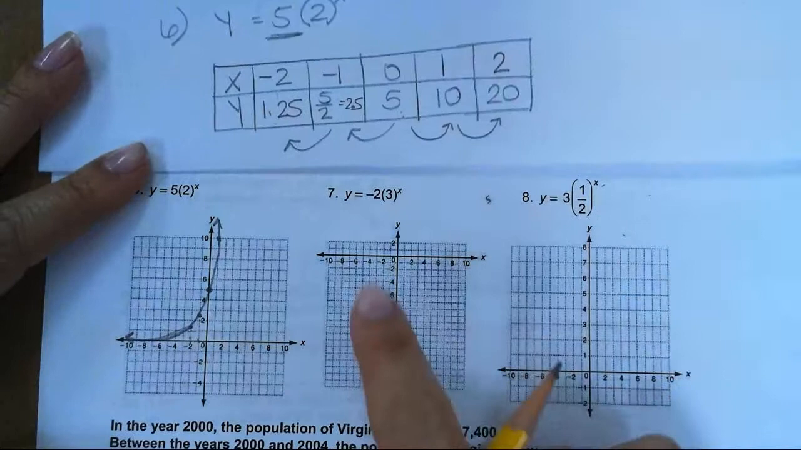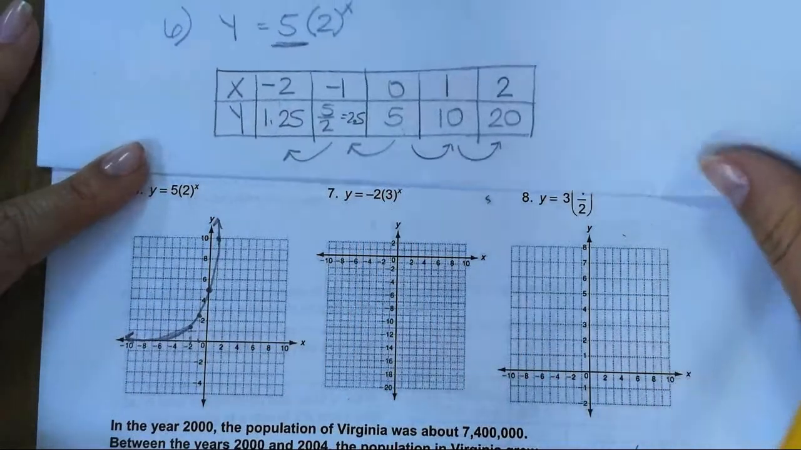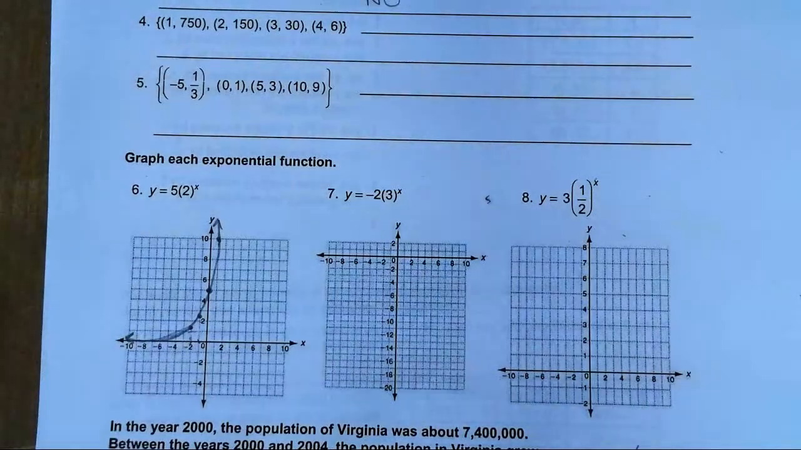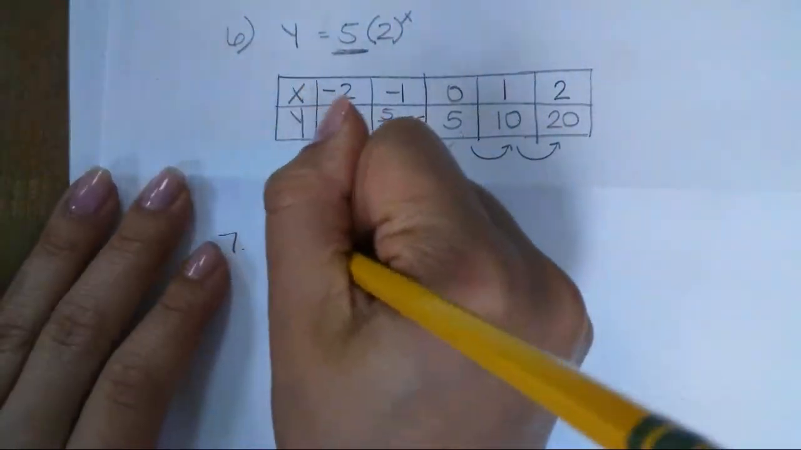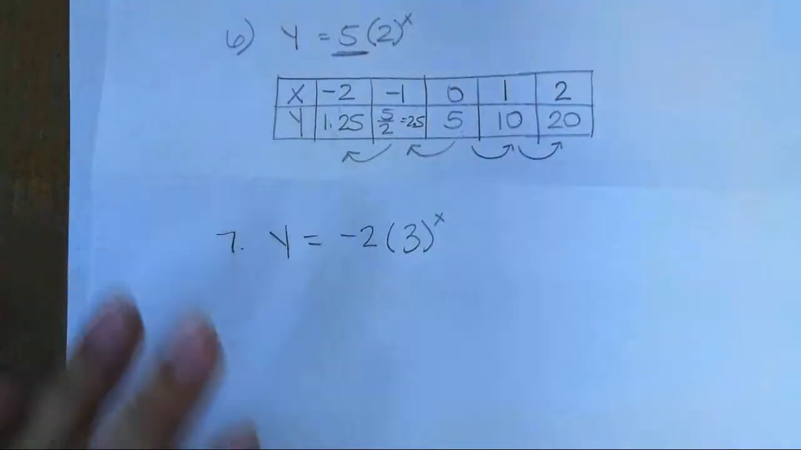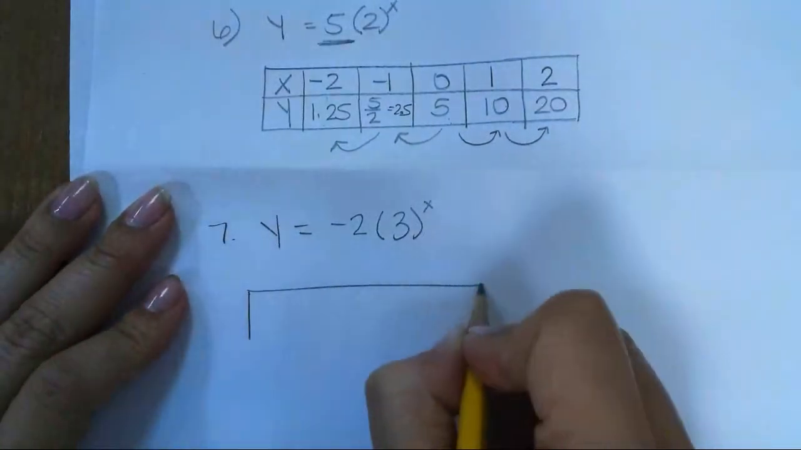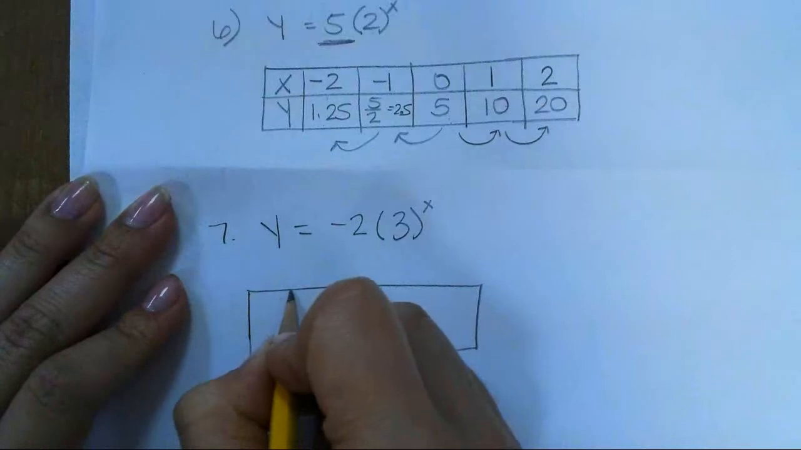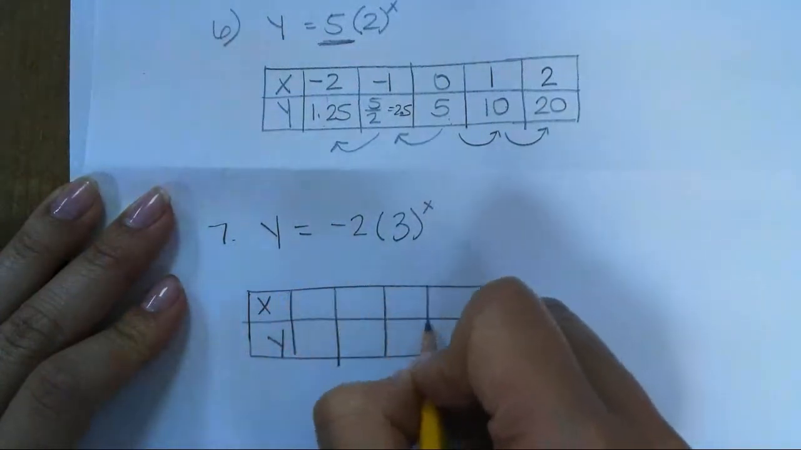Okay, now I'm going to go ahead, I'm going to make an x and y table for this, and then you guys can go ahead and figure out how to graph it later. I don't want to spend too much time on this, but for number 7, we have y is equal to -2, and then times 3, and then to the x power. Okay, so again, make an x and y table. And I'm only going to do a couple of points this time.